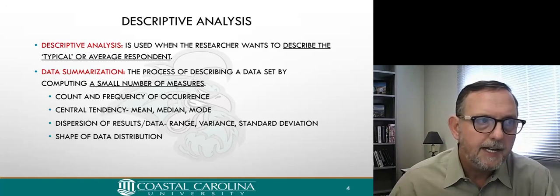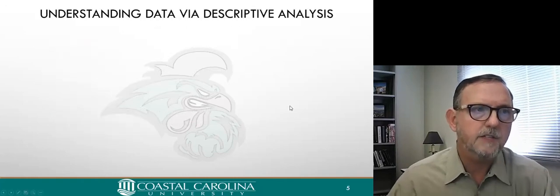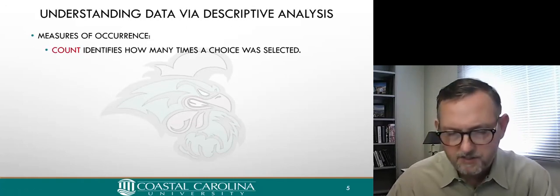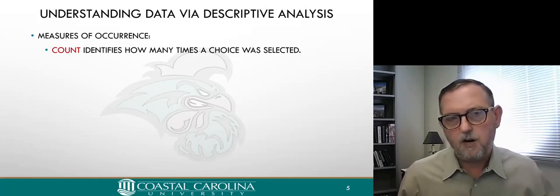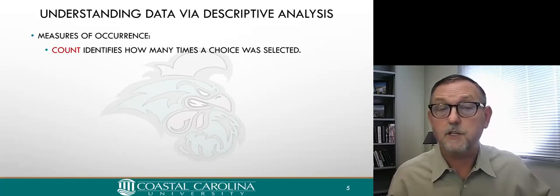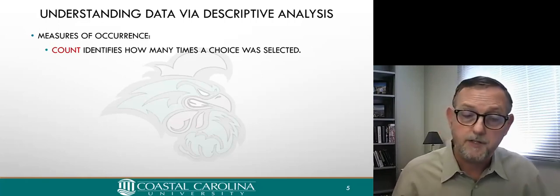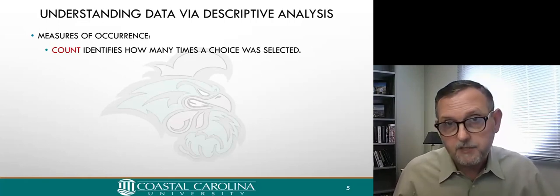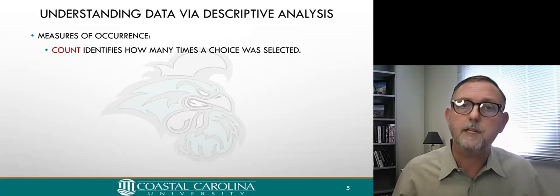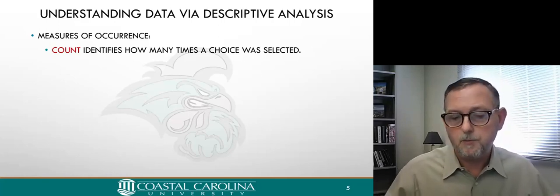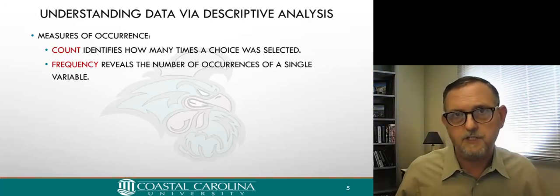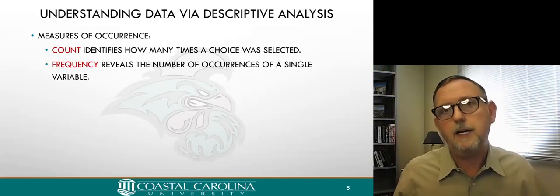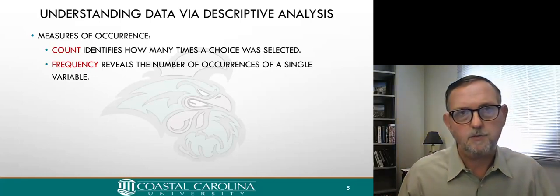Okay, so again, measures of occurrence will be things like how often something is reported, so just simply a count. If we have nominal data, this would be something that we would typically report. We might also report the frequency by either percentage or just the frequency, which is how many times something happens as well.